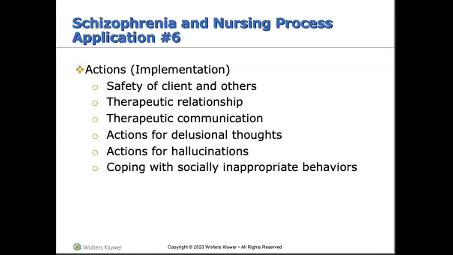Some actions. When we're promoting safety for the client, we might want to use the establishment of the therapeutic relationship so that we build trust. We can use our therapeutic communication to clarify their feelings and statements. If they're having delusions, we do not want to openly confront them about their delusions. We do not want to get in an argument or a power struggle over that. You want them to tell you about their delusions. You want them to tell you about their hallucinations so that you can help with distracting techniques. You can keep them safe.